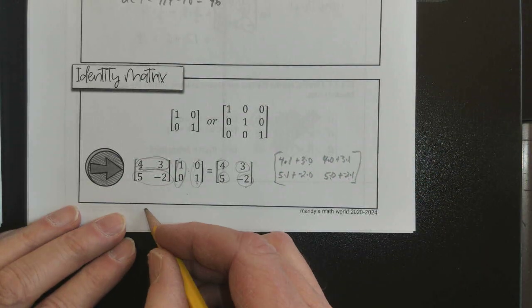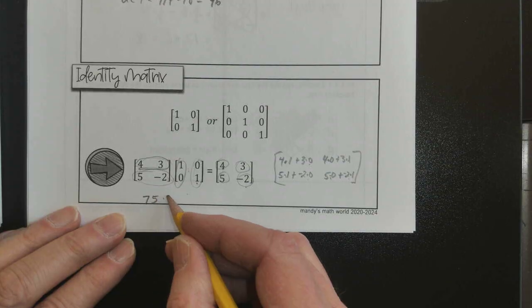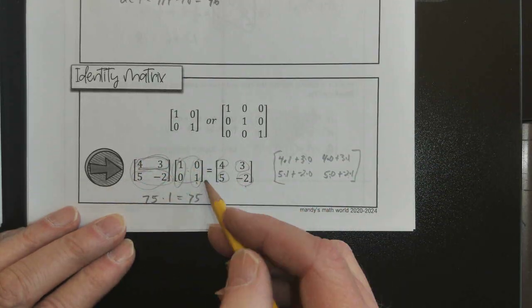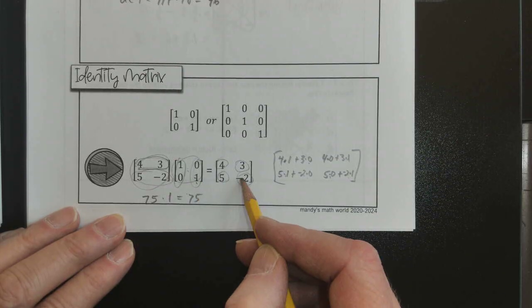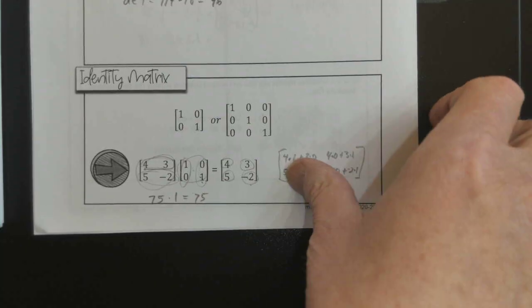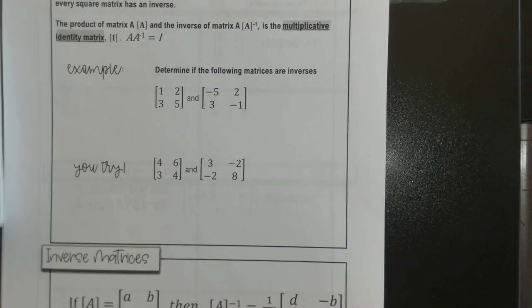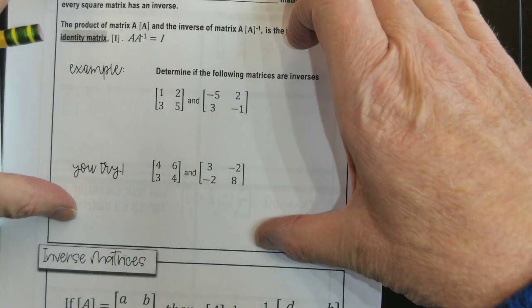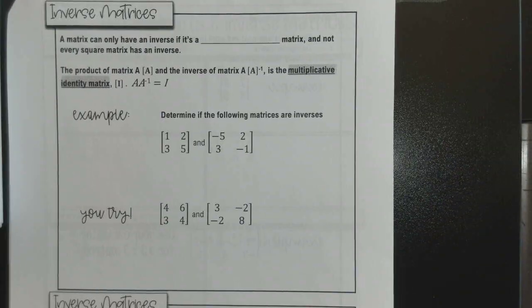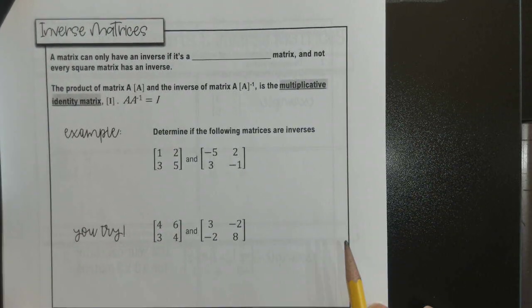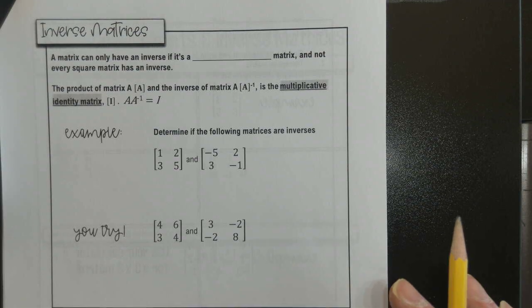So if I take 75 times 1, I get 75. If I take this matrix times the identity matrix, I get the same matrix. Okay? I don't know if you're good with that connection. All right. We're going to do this part, and then we'll do our practicing. And I want you to bring your packet in tomorrow. And we'll finish it tomorrow.